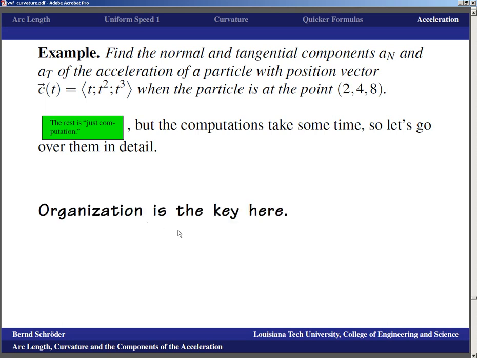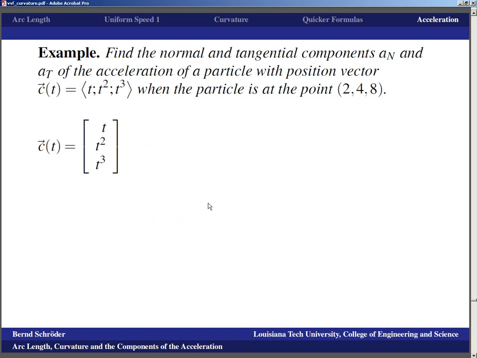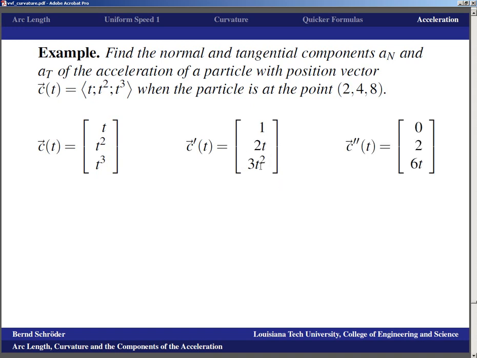All right, so the big key really is organization. We just have to do all these steps. We have the formulas, it's just that the formulas have a lot of ingredients. So, we start with the fact that c(t) is (t, t², t³). For the normal and tangential components of the acceleration, we will certainly need the velocity and the acceleration. Well, so c'(t) will be (1, 2t, 3t²). And we need the acceleration itself, which will be (0, 2, 6t), right here as c''.